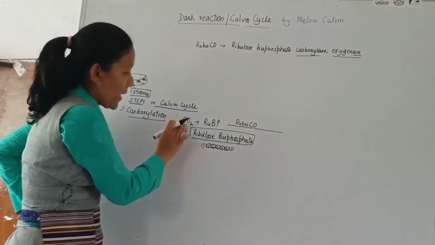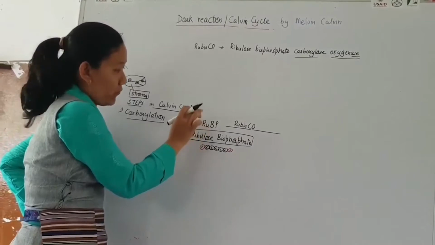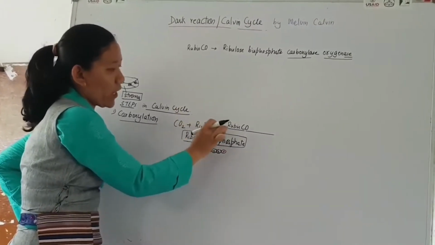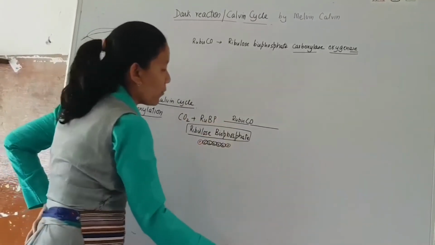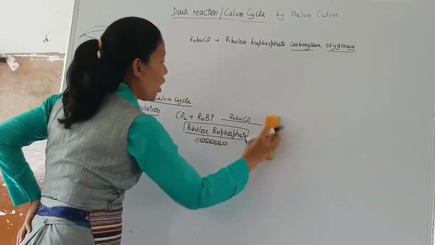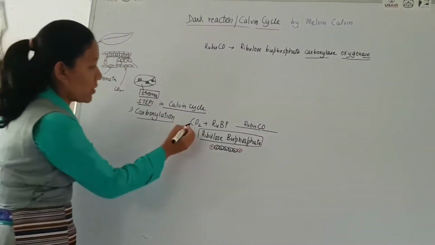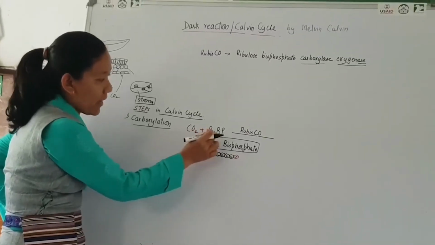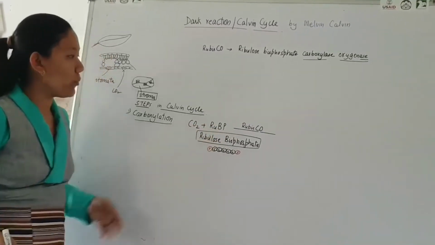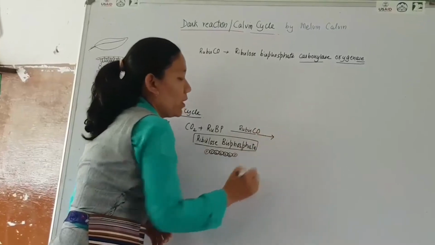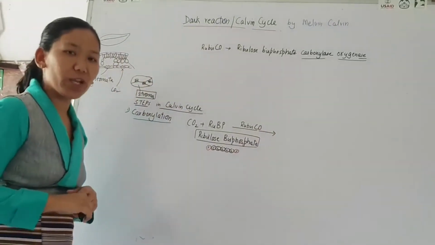So carbon dioxide is fixed by RuBP with the help of this enzyme, and the product. Can you guess the product? How many carbons will be there in the product? Here carbon dioxide has 1 carbon, and here there are 5 carbons. So what will be the product here? The product here will contain how many carbons?